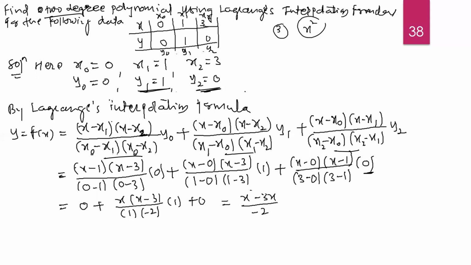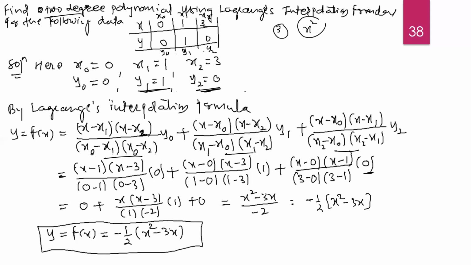Now this can be written as follows. The 1 by 2 is a constant term, so we can write it outside, along with the minus sign: minus 1 by 2. We take the minus sign as common. What is the remaining term here? X is multiplied with x minus 3, so the remaining term is x square minus 3x. So we get y equal to minus 1 by 2 into x square minus 3x.